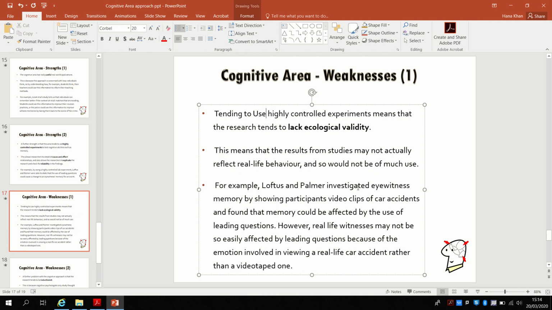For example, Loftus and Palmer investigated eyewitness testimony. They weren't allowed to talk to each other. It wasn't the right amount of emotion as viewing a real life car accident because they saw it on video, so it's not really the same. So again, please pause and pop this into your booklets.